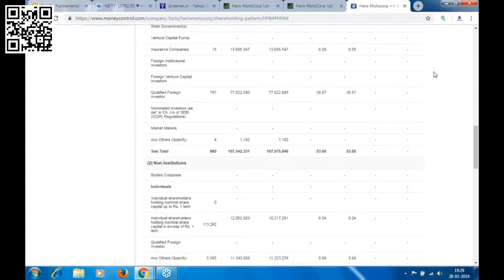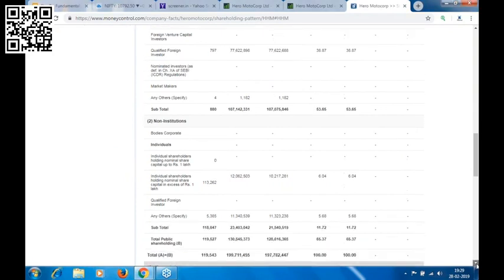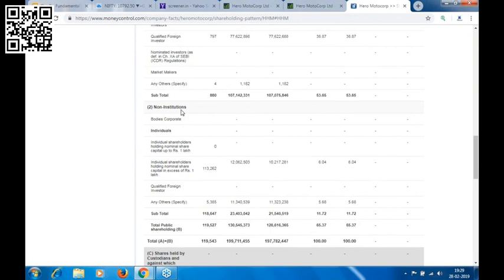So if you see, 53% is around these institutions, FIIs and DIIs, that are holding in the company. So the holding of promoters is less in comparison to FIIs and DIIs in Hero MotoCorp. Non-institutions, this will give you the detail of non-institutions that are holding positions in the company.